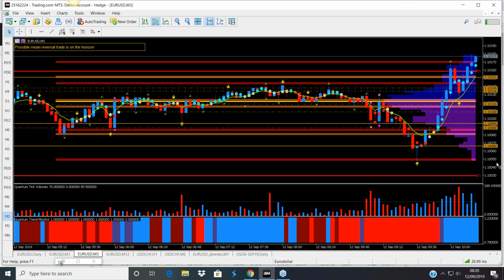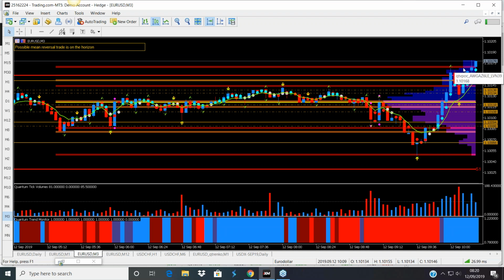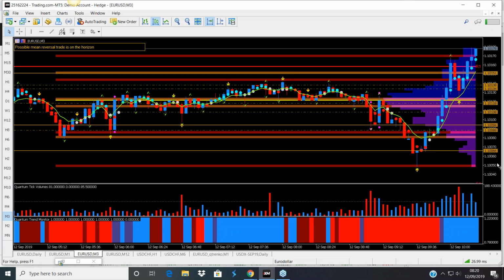Between the R1 and the S1 here, that's what we call the buffer or the neutral zone, where we tend to have a lot of congestion. It's actually reflecting what has been happening over in Asia. But this little pullback that we had at the open of the London session is, again, a lot of volume coming in.